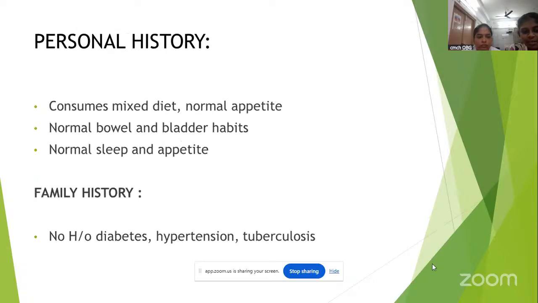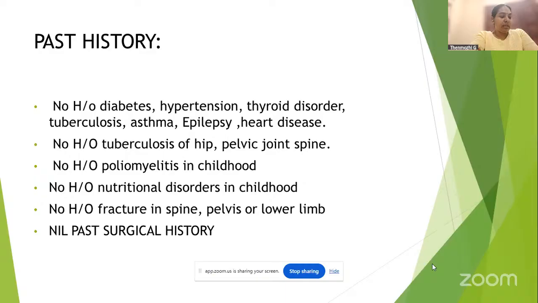Personal history. The patient has a height of 141 centimeter. Yes, ma'am.